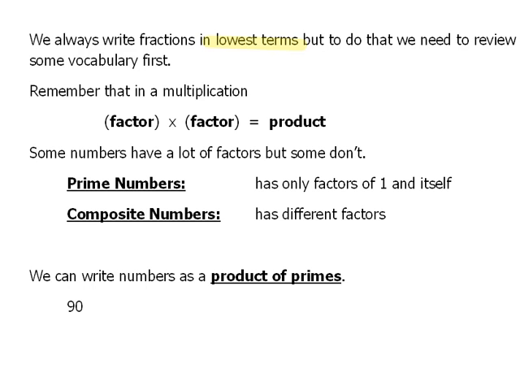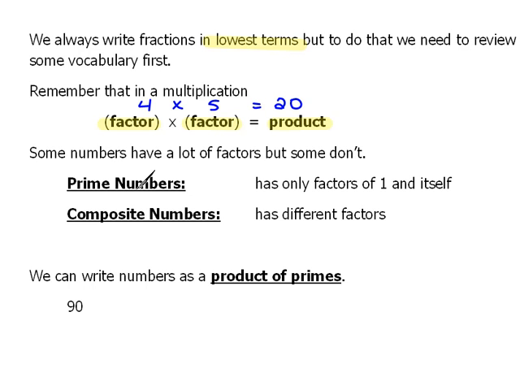review again of some vocabulary. When we talk about multiplication, remember that we have specific words for each of the objects there. For instance, if I say 4 times 5 equals 20, the 4 and the 5 are called factors. Things that are being multiplied together are called factors. And the answer to the multiplication problem is called the product. Now, there are some numbers, or some products, I guess you could say, that have a lot of factors. Some don't.